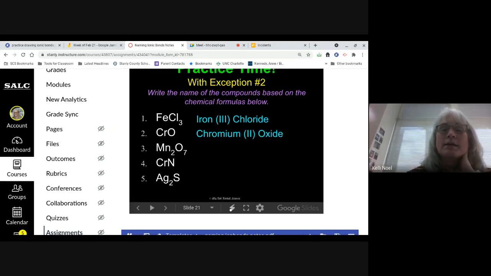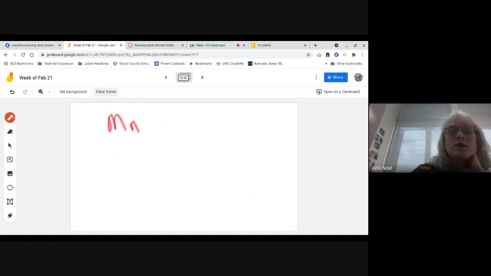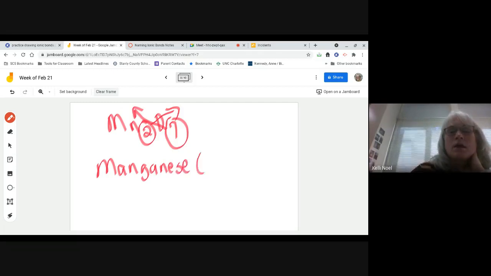All right, manganese oxide, Mn2O7. So clear frame, Mn2O7. All right, so let's look at this. I'm going to take this 7 and I'm going to put it up here. I'm going to take this 2 and I'm going to put it up here. I know that manganese is going to be +7, so I'm going to put Roman numeral 7 and 2 I's there. And oxide is a -2, so that's right, so I'm going to say oxide.